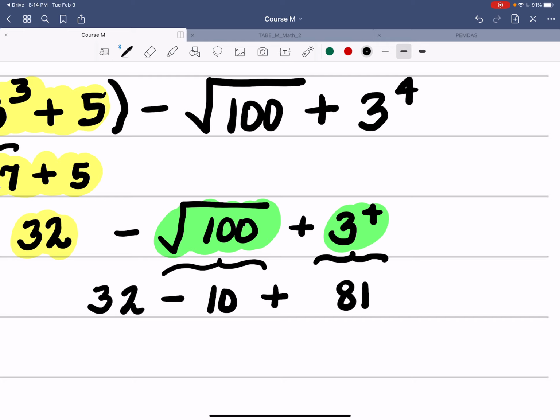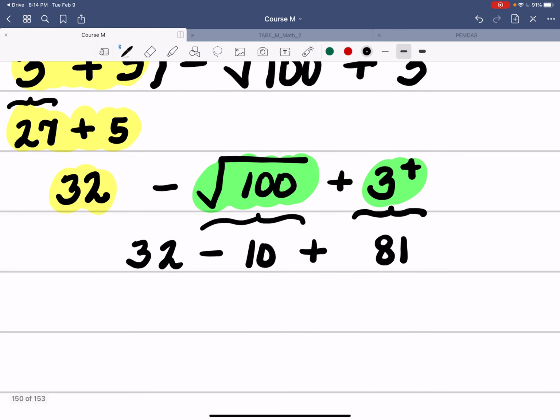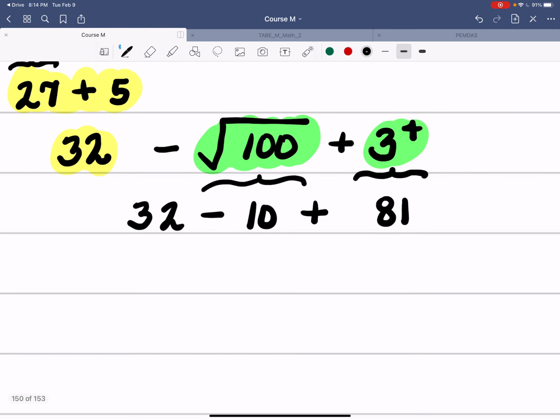I see the thing here. Be careful on this one. No, we're fine. I thought we were going to get a negative answer, but I'm nuts. I don't know what I'm doing. 32 minus 10, that's 22. Plus 81 is going to be 103.